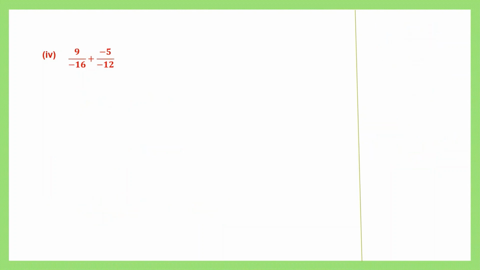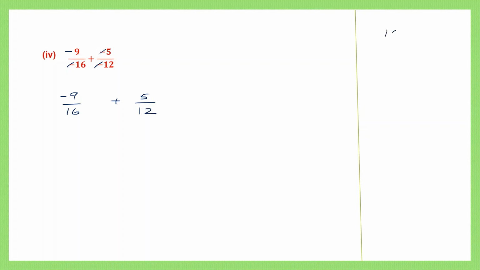Question 4. Here we have 9 by minus 16. So let's remove that minus sign from the denominator and put it up in the numerator. Now we're going to add minus 5 by minus 12. Now here, since we have a minus sign in the numerator and the denominator, we can cancel it. So let's write our question now. It's going to be minus 9 by 16, and we're going to add 5 by 12. Minus 9 by 16 plus 5 by 12.